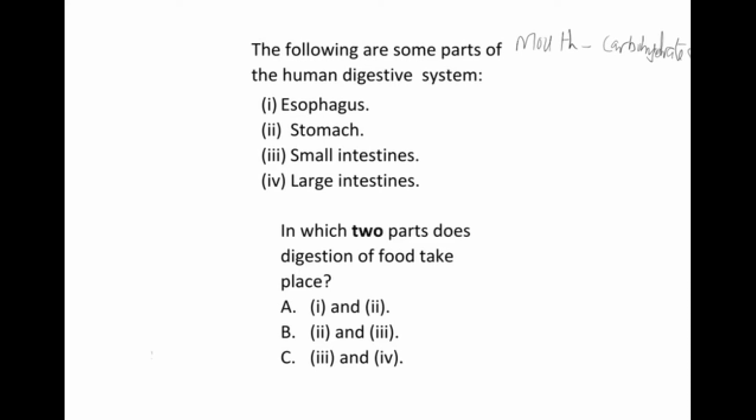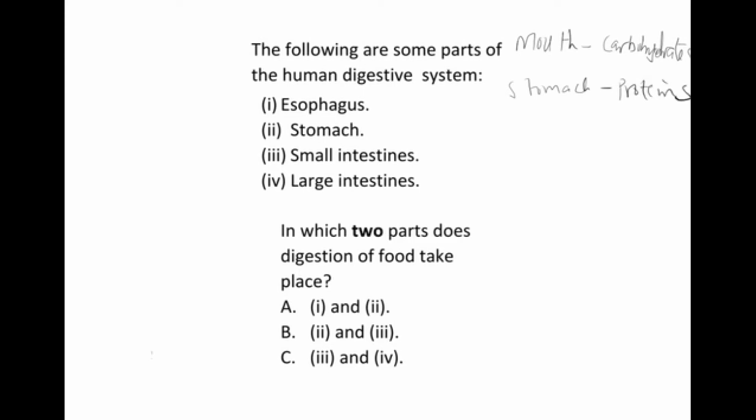Then the other part is the stomach. The stomach also produces another digestive juice, that is the gastric juice, that contains 3 substances, that is hydrochloric acid, pepsin and renin. Pepsin is responsible for the digestion of proteins. So proteins are digested in the stomach.